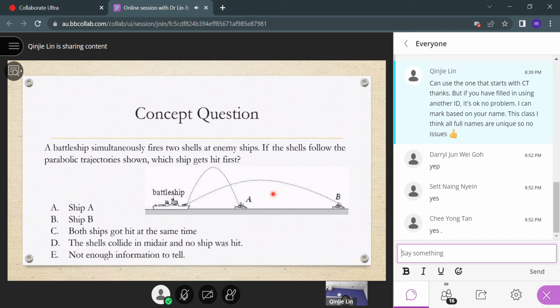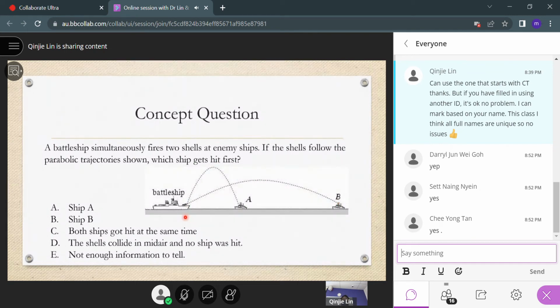Okay, so which ship gets hit first? B will get hit first, because you see which one reached the highest peak. This one will take a very long time to go up and come back down if you analyze the y direction only. If you analyze the y direction only, this one reached a lower peak, so it's going to land first.